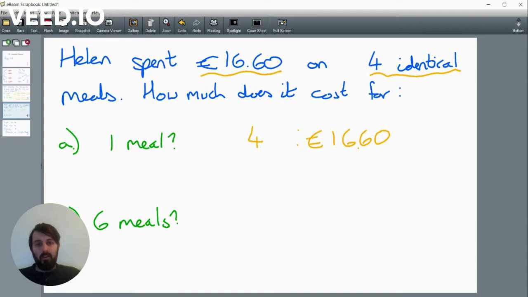So to work out one meal, we're not timesing anymore. We need to get to 1. So what do we do? We can divide by 4. And same on the other side. So you should be able to work this out without your calculator. Divide by 4, you get €4.15.